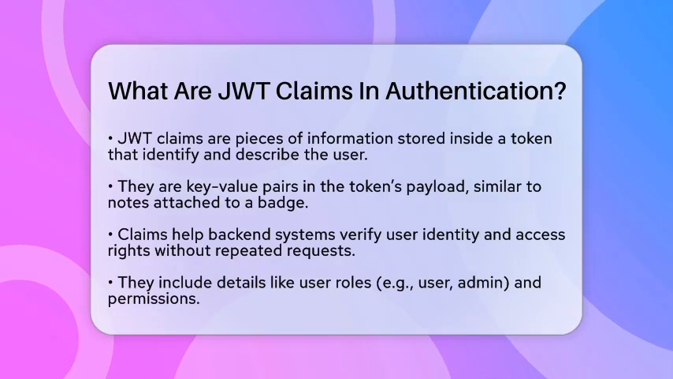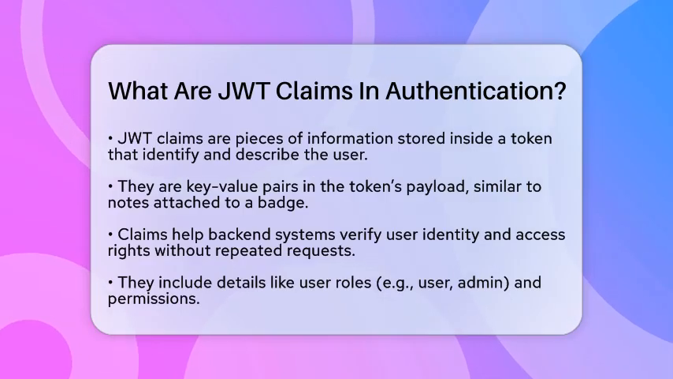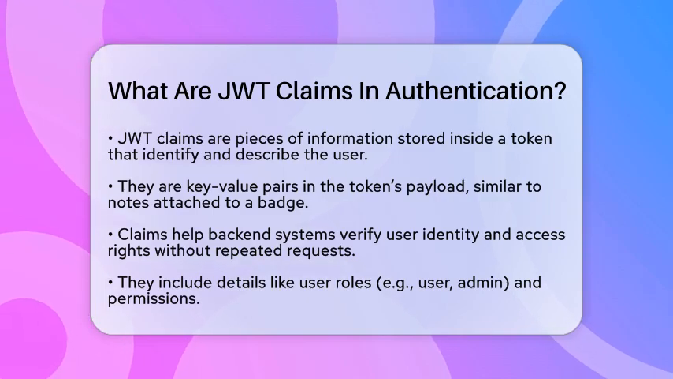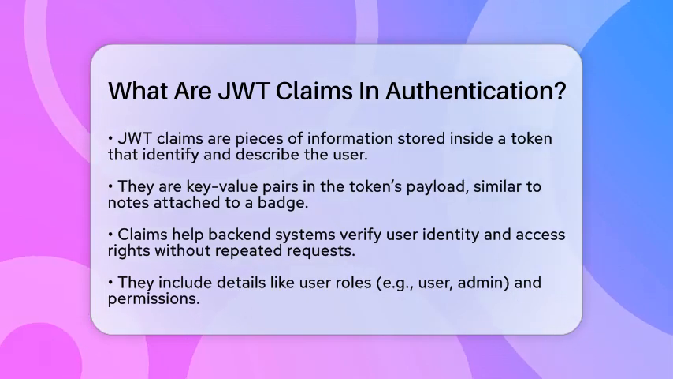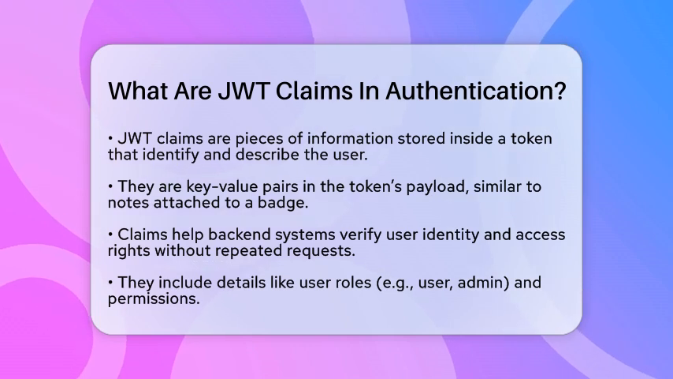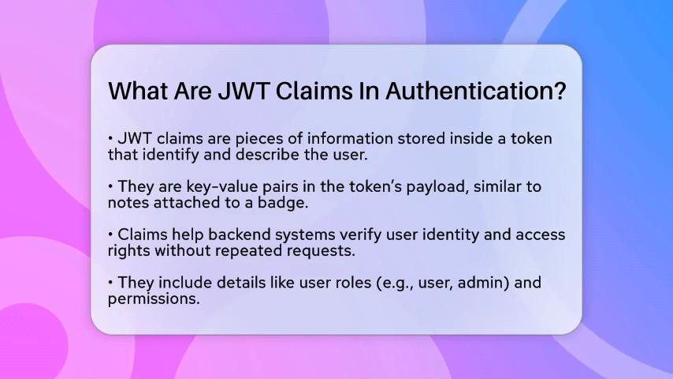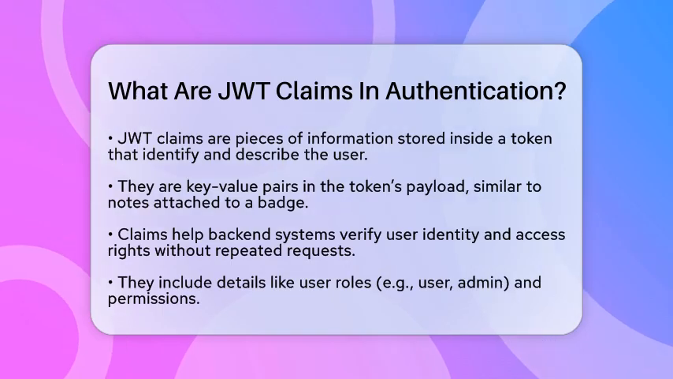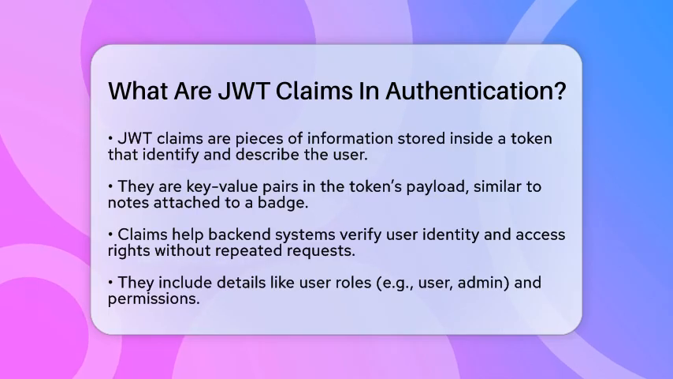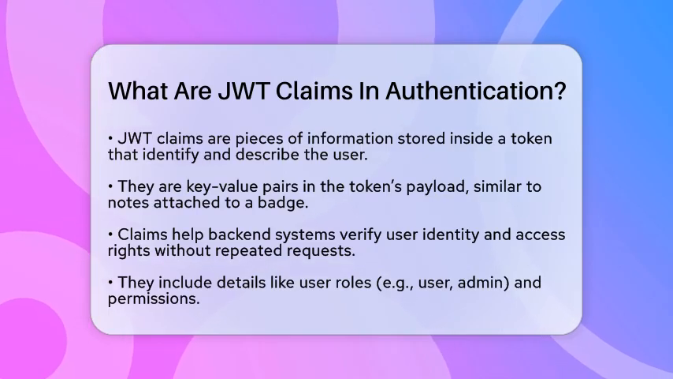Inside this token are claims, which are pieces of information that tell the system important details about you. These claims are stored as key-value pairs inside the token's payload, kind of like notes attached to your badge. Claims help the backend systems verify who you are and what you can access without asking for your details again and again. They are essential for making sure only authorized users can see certain information or perform specific actions.